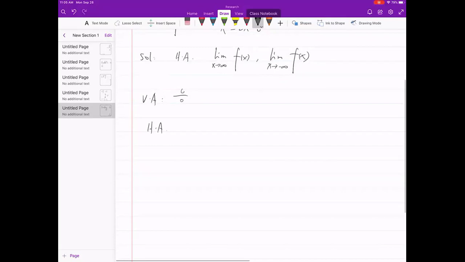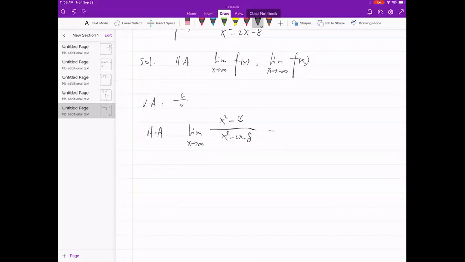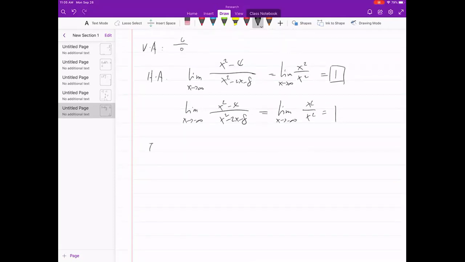Let's try each one. Let's try the horizontal one. Limit as x goes to infinity of (x squared minus 4) over (x squared minus 2x minus 8). If I ask you to show the work, you divide by the leading term. By this, you can just look at the leading term, which gives you 1. Similarly, if you try this as x goes to negative infinity, which is also 1. Therefore, your answer for the horizontal asymptote: we only have 1. y equals 1.